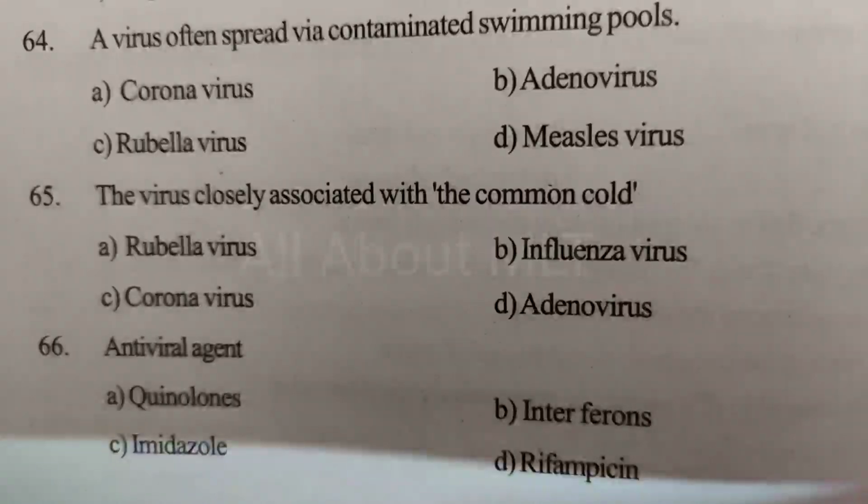The virus closely associated with common cold. Option A, rubella virus. Option B, influenza virus. Option C, coronavirus. Option D, adenovirus. Answer is option C, coronavirus. Antiviral agent. Option A, quinolones. Option B, interferons. Option C, imidazole. Option D, rifampicin. Answer is option B, interferons.